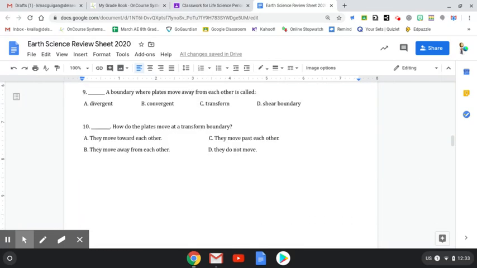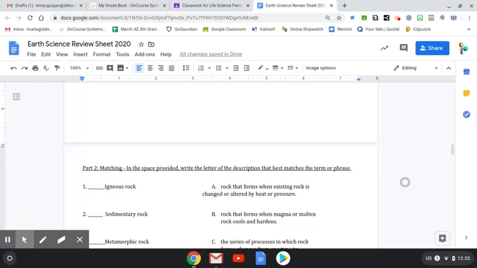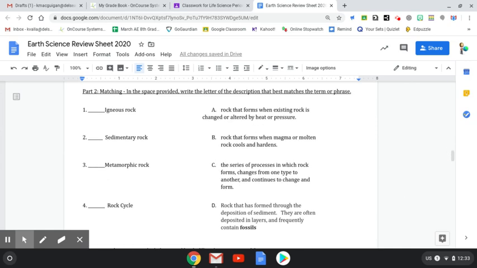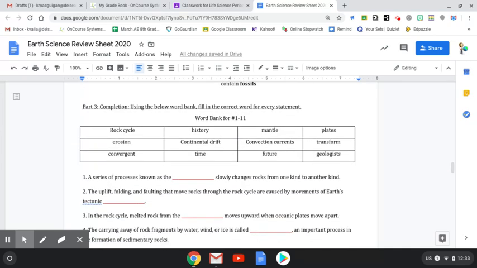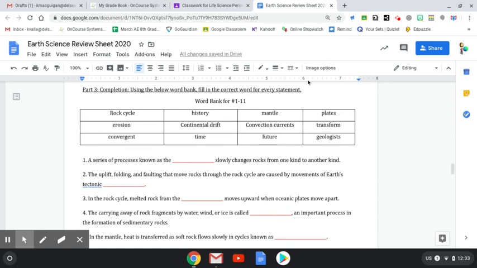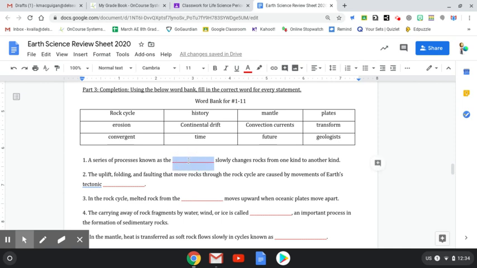Continuing. There's in total 10 multiple choice questions. Then you're going to do this matching section dealing with the different types of rocks. And then the third part is your completion question. So I gave you a word bank. There's a series of 11 questions, and you have 12 answers because one of them actually has 2 blanks. So you'll do this again. Wherever you see a line, you'll double click. And then it says a series of processes known as the blank slowly changes rocks from one kind to another. So obviously that answer is the rock cycle. So you'll double click on that red line, and then it will change the text that way.